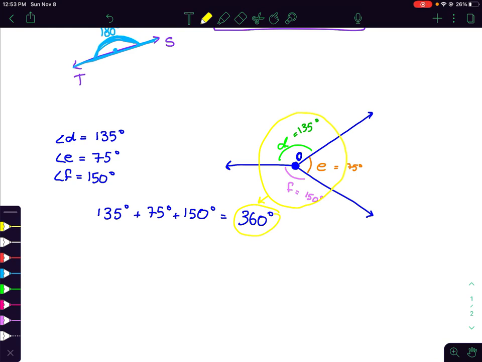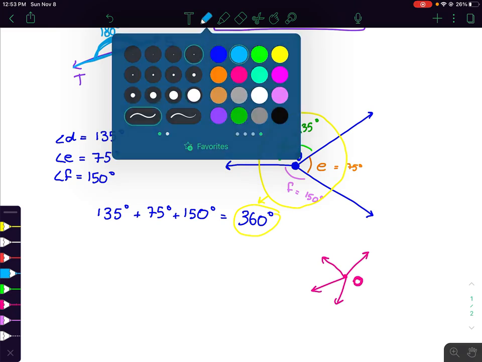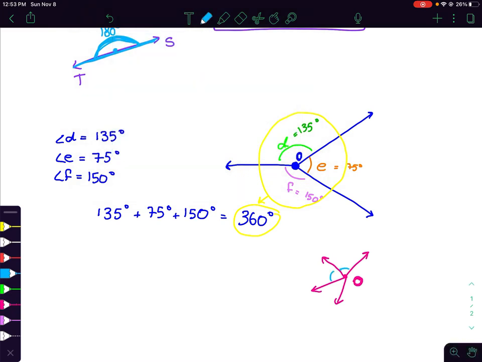So the solution is when we have, for example, point O, and we have so many angles around it, like let's say we have 4 lines, 1, 2, 3, 4. When we add this one plus this one plus this one plus this one, it will get 360. So the angle at a circle is 360.